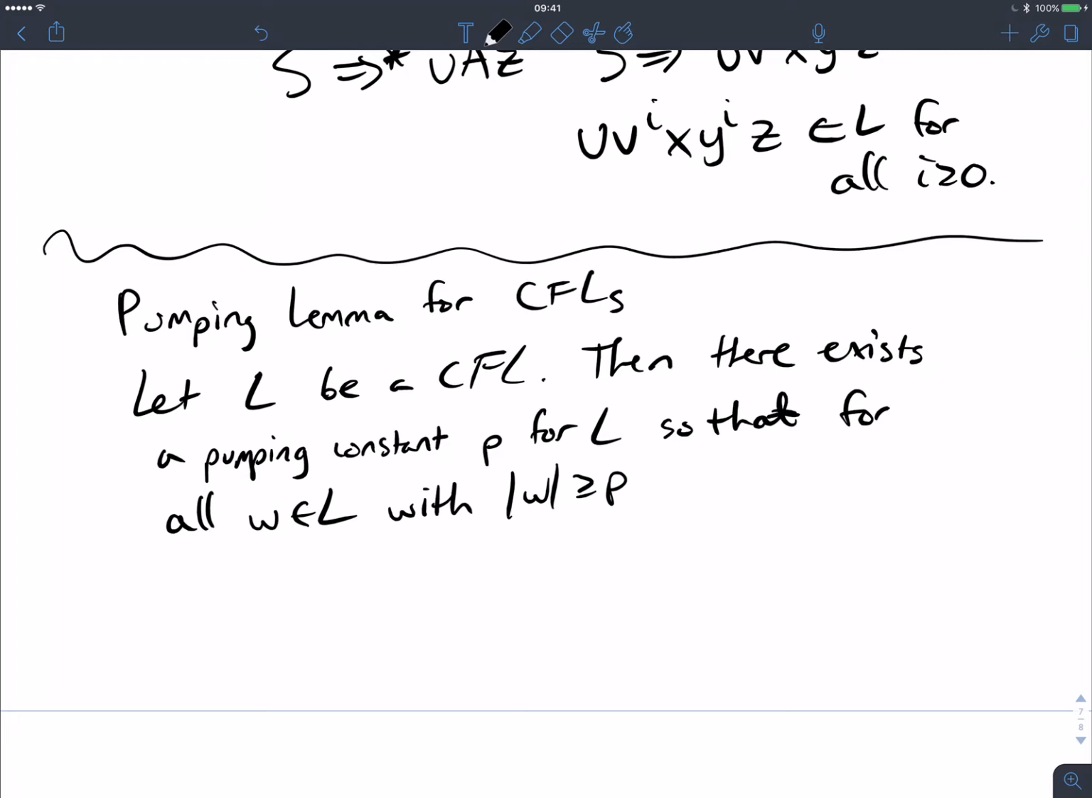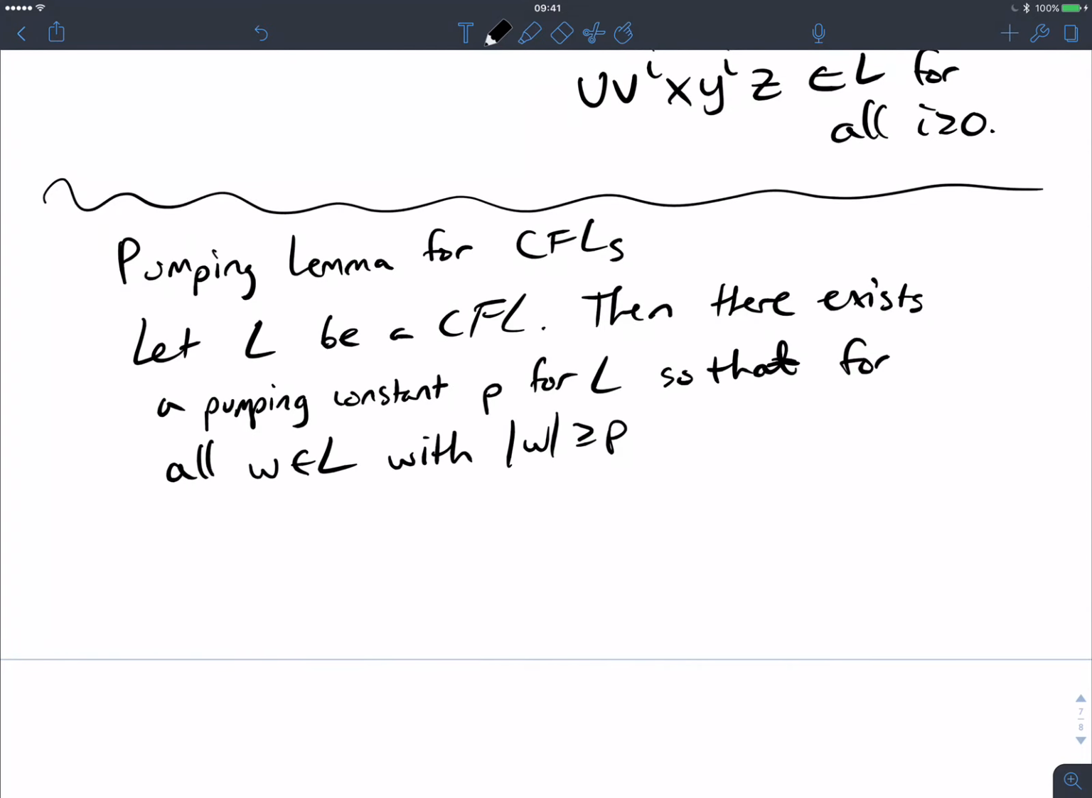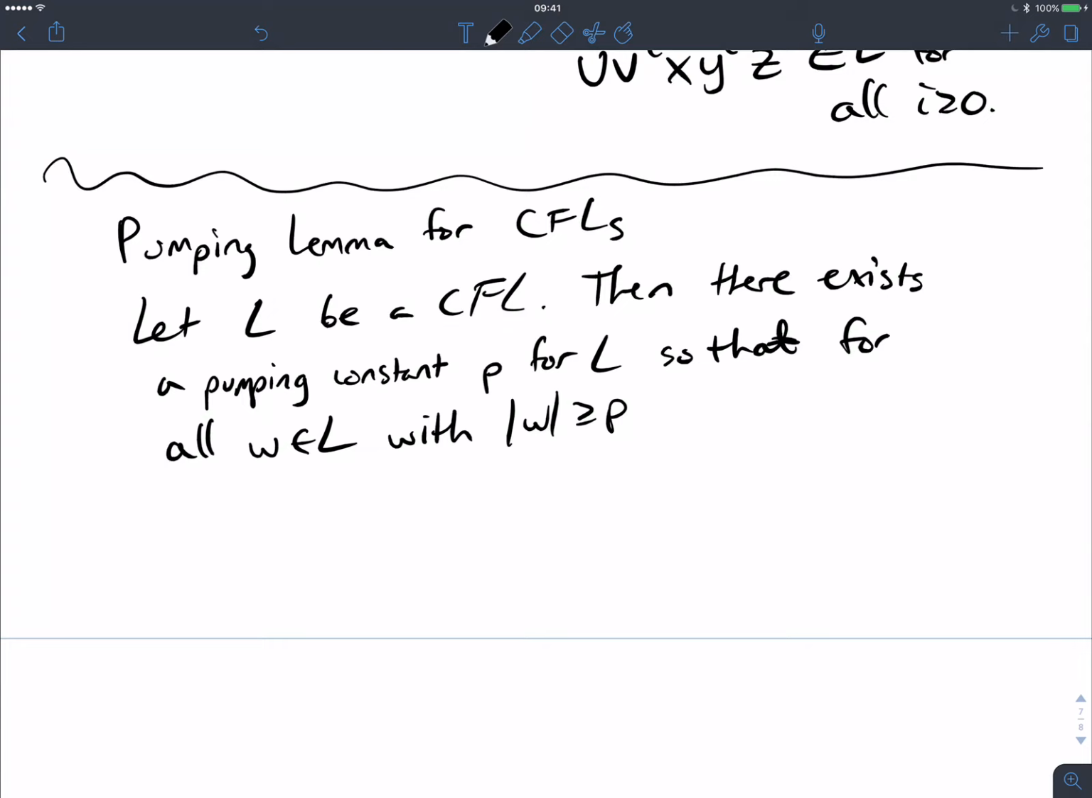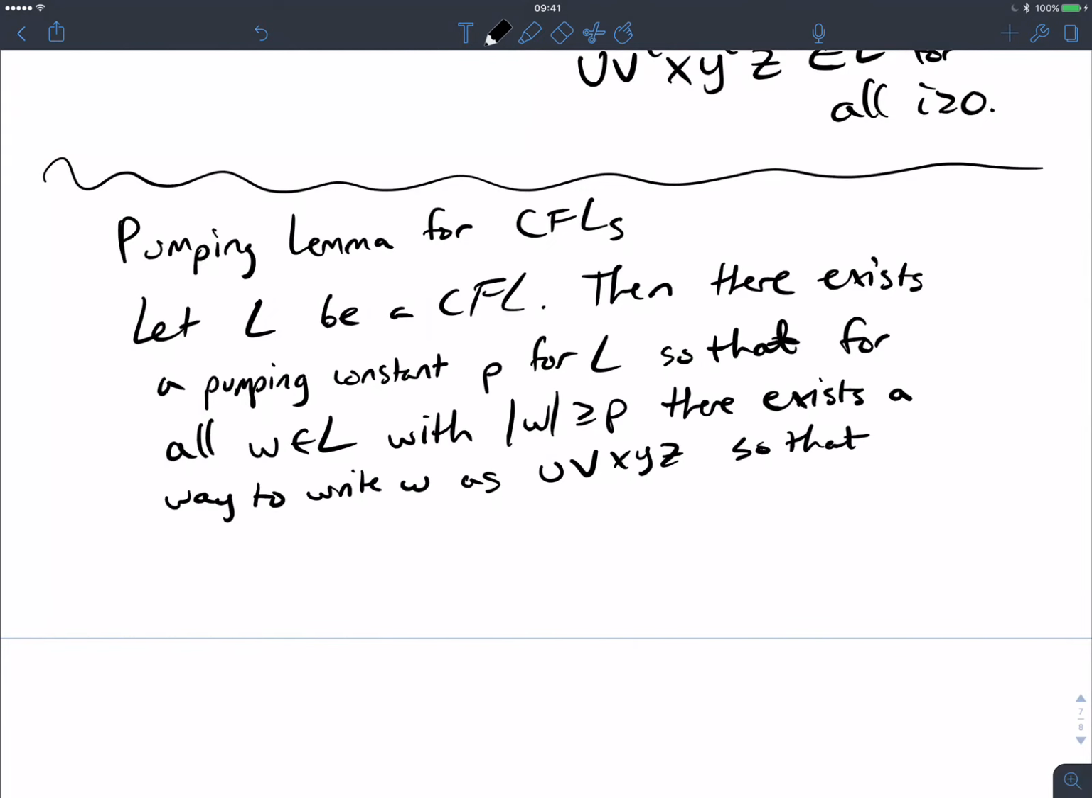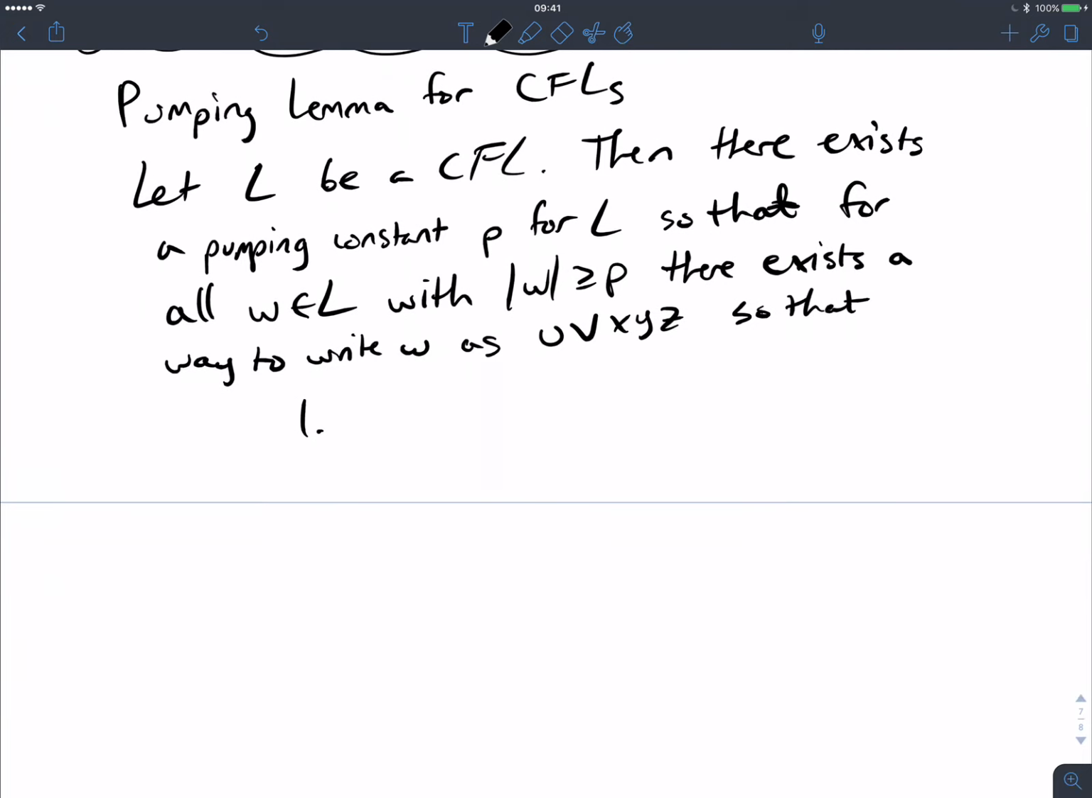And P in this case will correspond to 2 to the number of variables plus 1 for any grammar for L. But we're not concerned with what the value is necessarily. Well, we looked at all of these strings that are long enough and in the language. So that for all strings that are long enough and in the language, there exists a way to write W as U, V, X, Y, Z, so that. And then here we'll have 3 conditions like before.